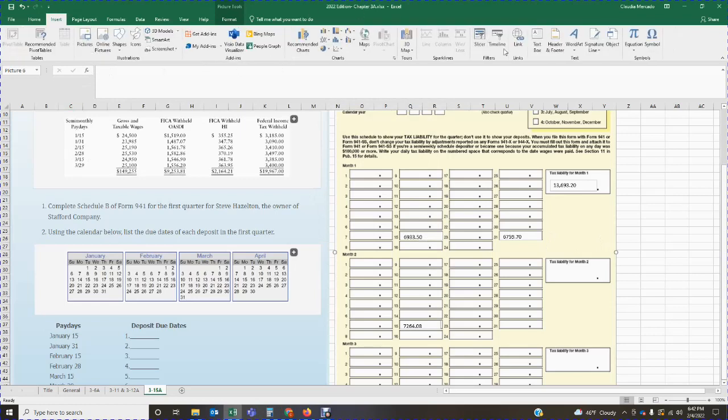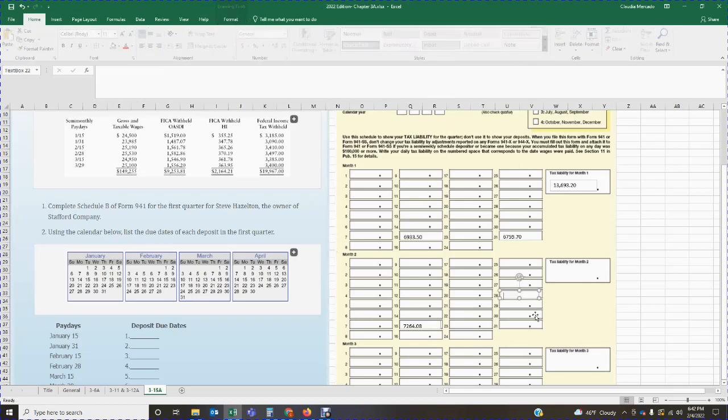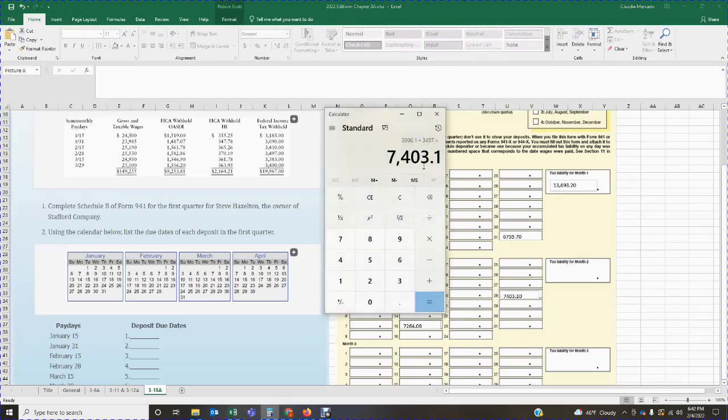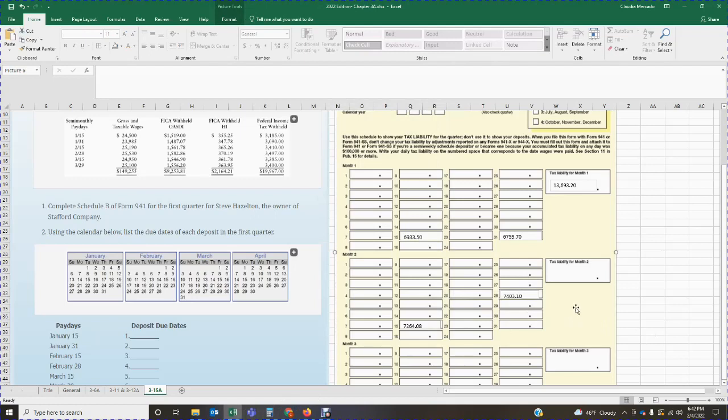Okay, so make sure that we are entering them in the right box. Right there. And that would be 7403.10. Let me just make sure that's the right number, 7403.10. That is correct. Okay. Now we're going to add the two numbers so we can get the February tax liability.